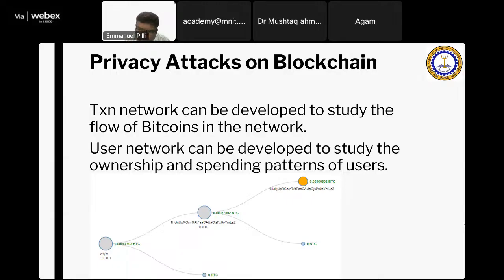We may not know who the user is, but we may know where he's spending the money, and where all he makes transactions. For a few hundred transactions in a particular geographical location, you can very easily find out. So you will understand how all those who have bitcoins are spending their money, and that's a privacy issue again, right?